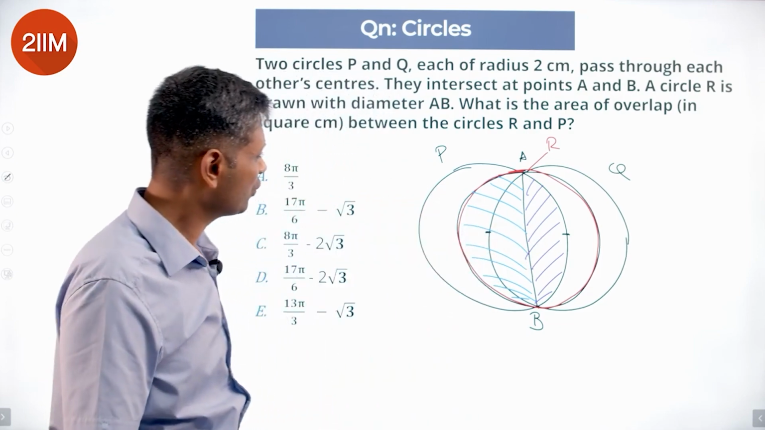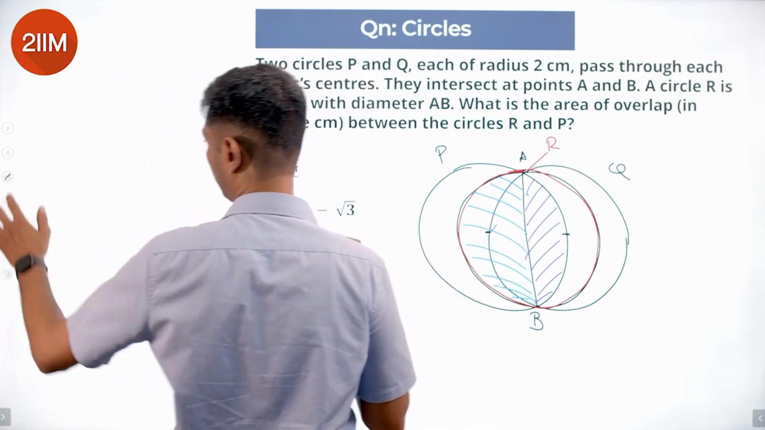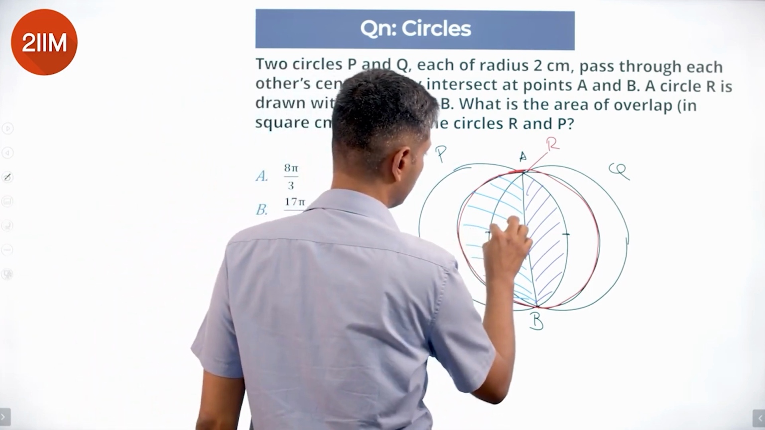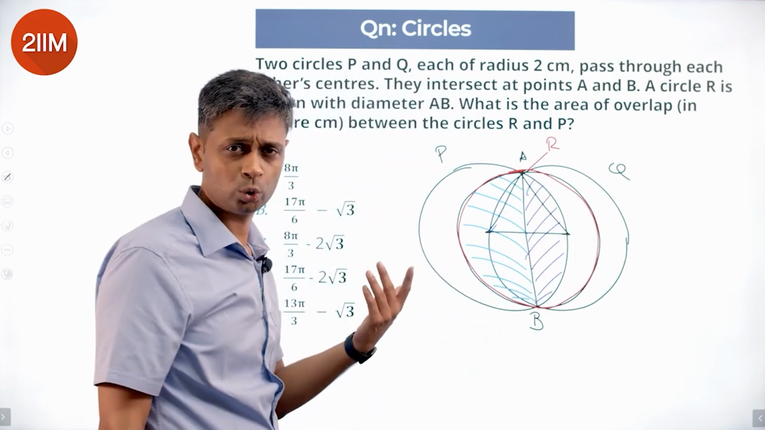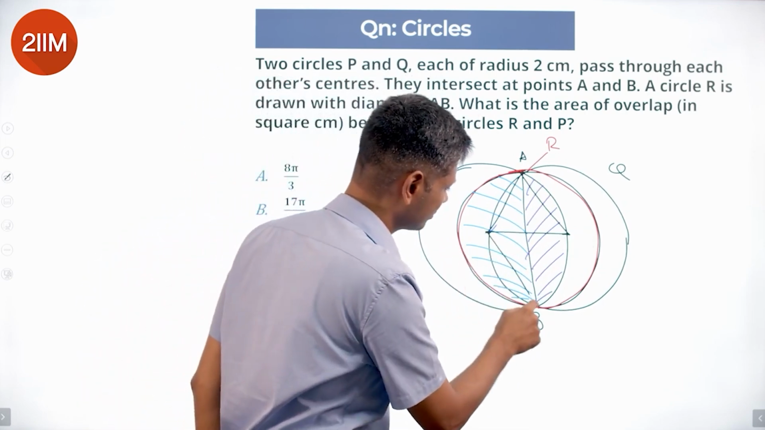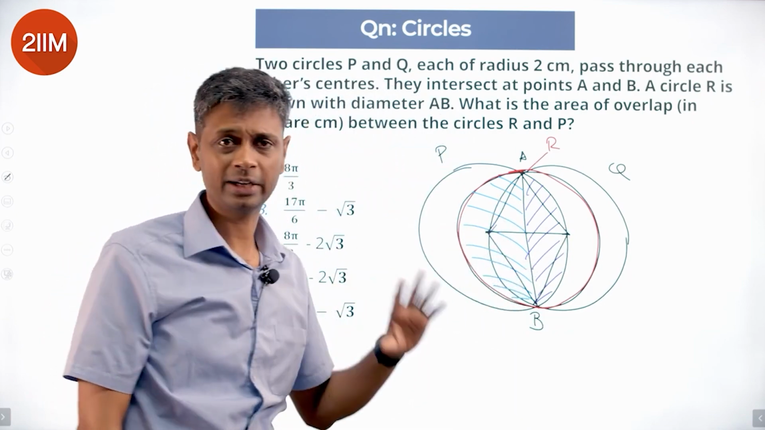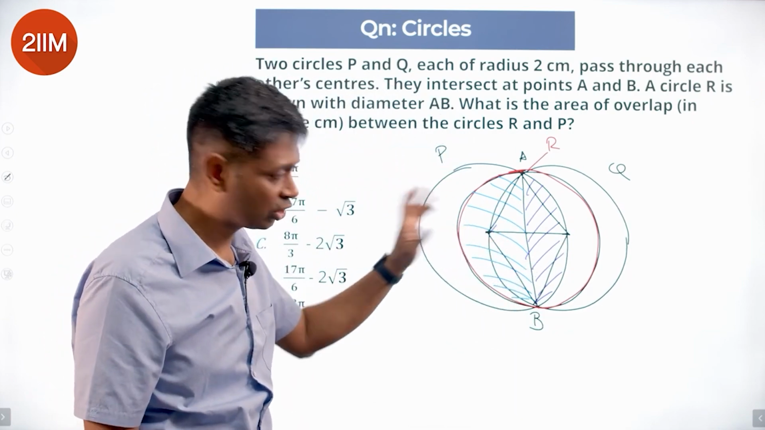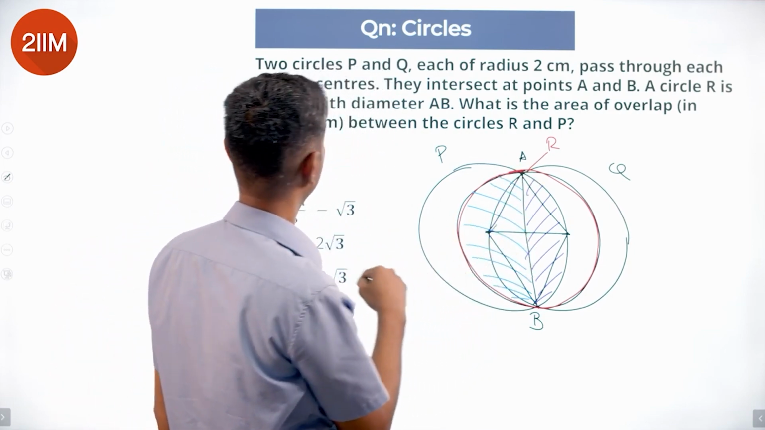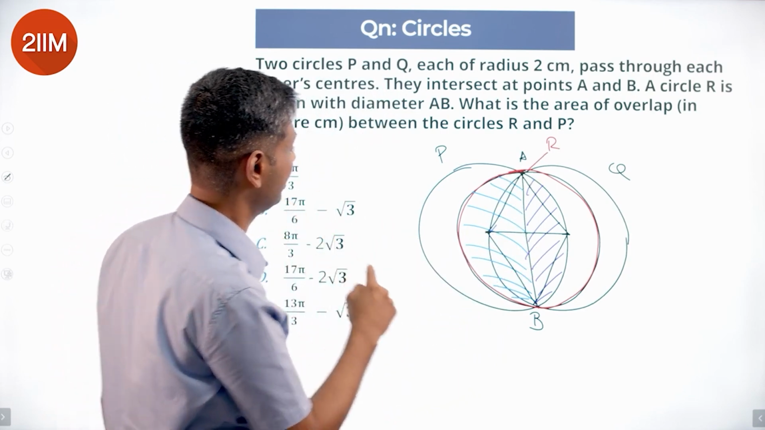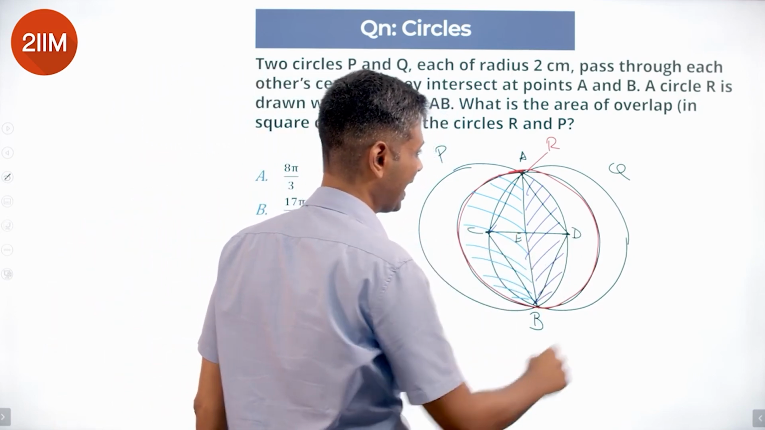And so, let's find AB first. We'll build from there. Let's go back to our black. This is 2, this is 2, this is 2, 2, 2, 2. Nice. So I know this triangle is an equilateral triangle. This angle is 60, whole angle is 120. This is the altitude. Let's call the centers C and D, where the two circles intersect at A and B. And this point is E.